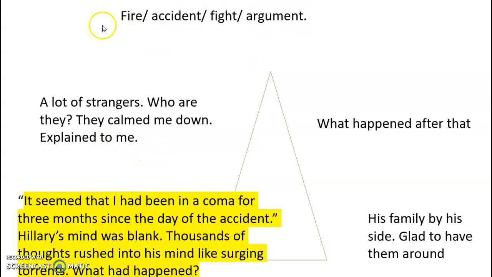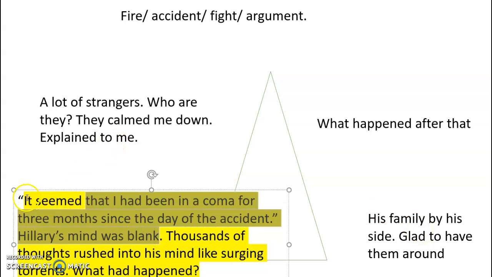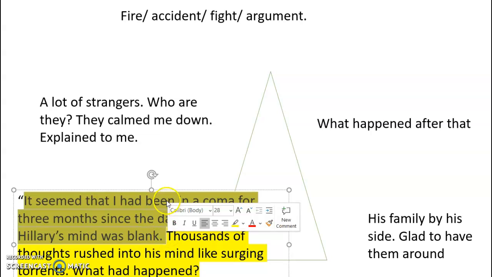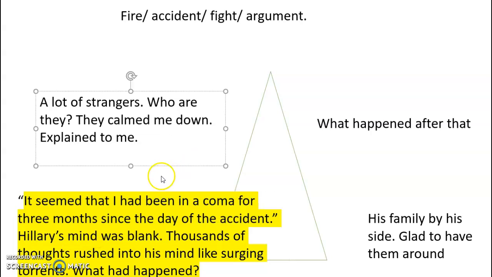So you can start talking about your fight, accident, or argument. And then after that, what happened? And then lastly, you'll be talking about your family beside you. So you are happy to have them around. This beginning line, actually, you can put it as a dialogue. Can you see here? Okay, so the character here, you can choose any character. Okay, give a name. Remember the person lost his memory.